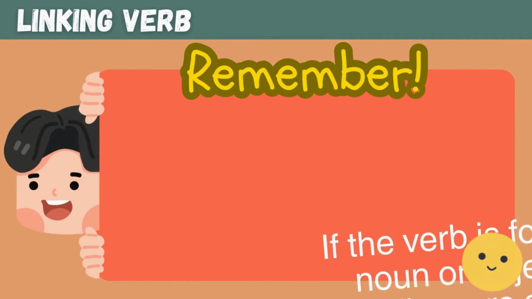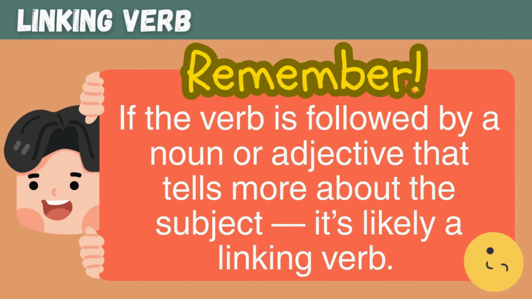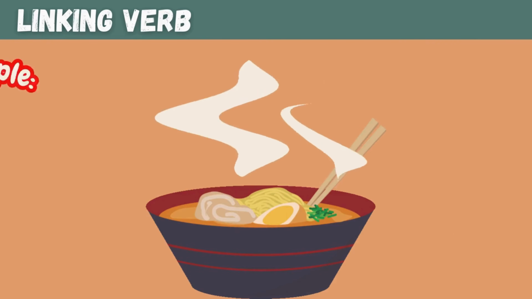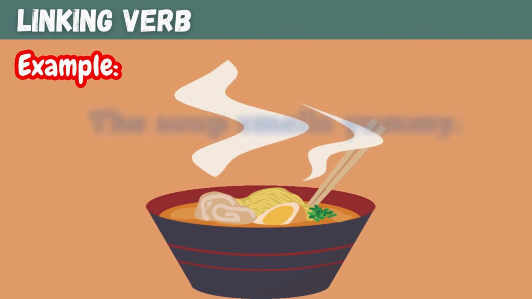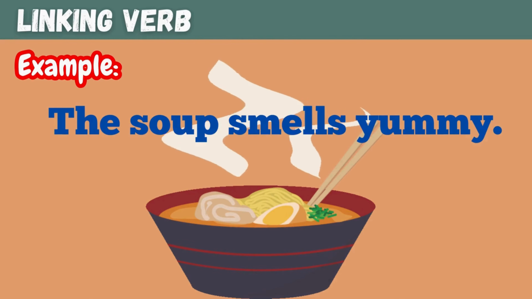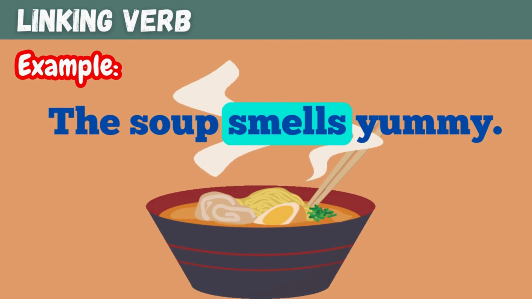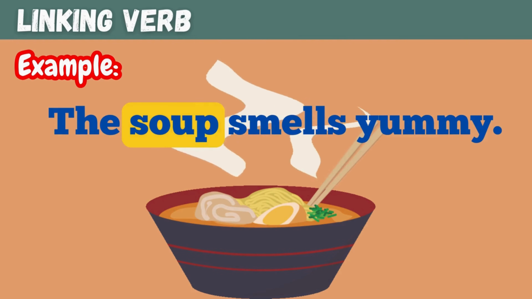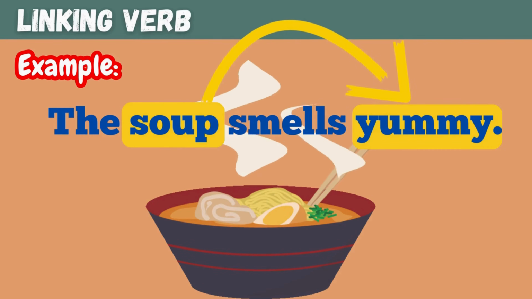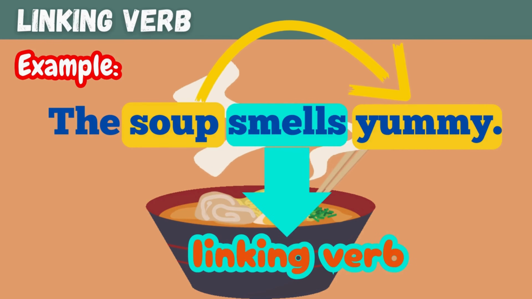Here's a tip. If the verb is followed by a word that tells what the subject is, or how it feels, like a noun or adjective, then it's probably a linking verb. Let's try one together. The soup smells yummy. Smells doesn't mean the soup is doing anything. It's linking soup to the word yummy. That's a linking verb.